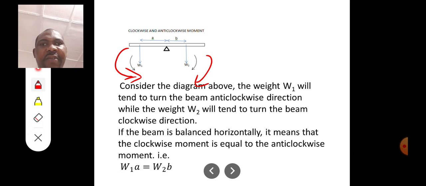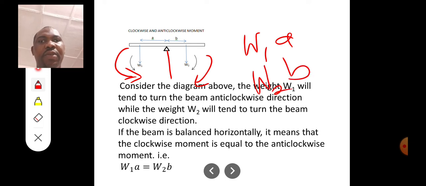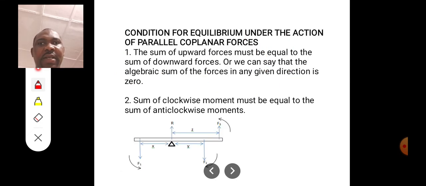Okay, so if the beam is balanced horizontally, it means that the clockwise moment is equal to the anti-clockwise moment. Or let us put it this way: if we are asked to find the clockwise moment, it is going to be W1 times the perpendicular distance A from W1 to the point of action of the force, while the anti-clockwise moment will be W2B. That means weight times the perpendicular distance. Okay, that is important.